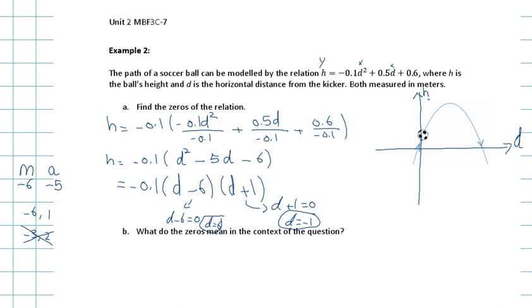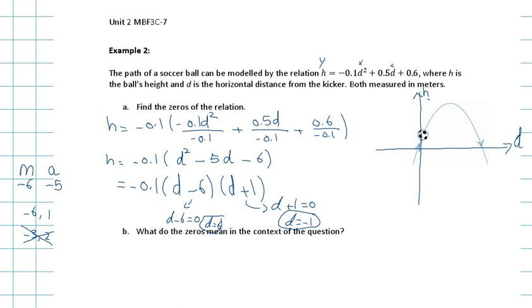So, if we look at this, the distance is negative 1. What does it mean that the distance is negative 1? The distance D is the horizontal distance from the kicker. Anything in front of me is positive. Where would negative 1 be? Behind you? Behind me. Does it make sense that the ball is behind me? Yeah, it does. Well, if it was with another player.